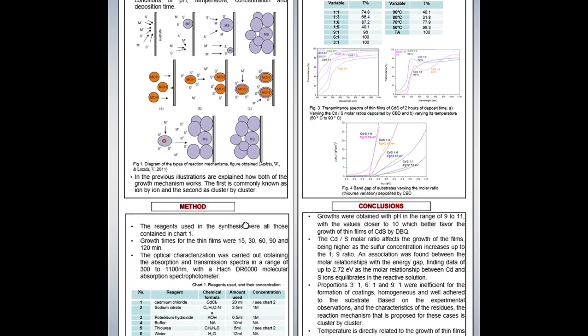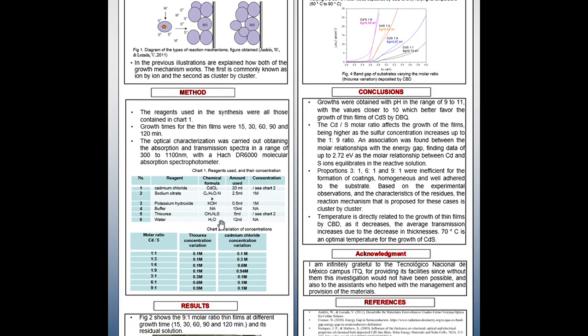Now following with the method used, the reagents used in the synthesis were all those contained in chart 1, in addition to antifreeze for the water bath. These reagents were used in the synthesis in the molar ratios of chart 2. Once the formulation was prepared, we proceeded to place each of the substrates within the beaker with the solution and measured the pH with a test strip prior to entering the temperature control bath. The deposition times for the films were 15, 30, 60, 90, and 120.